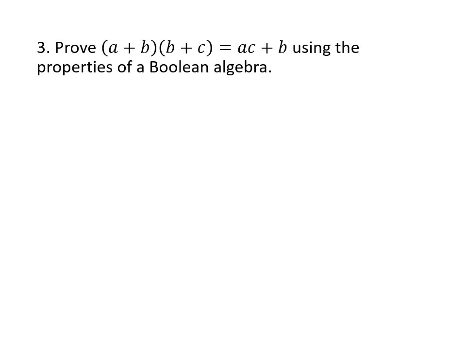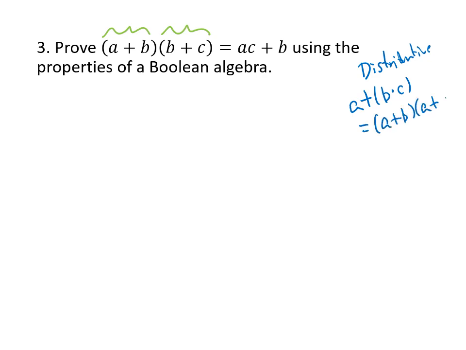So in this case, what we have is A plus B multiplied by B plus C. So we have two things multiplied together, and each of those parentheses is a sum. And if we look, we see something like that in the distributive property. So the distributive property in our table says that A plus B times C is equal to A plus B times A plus C.